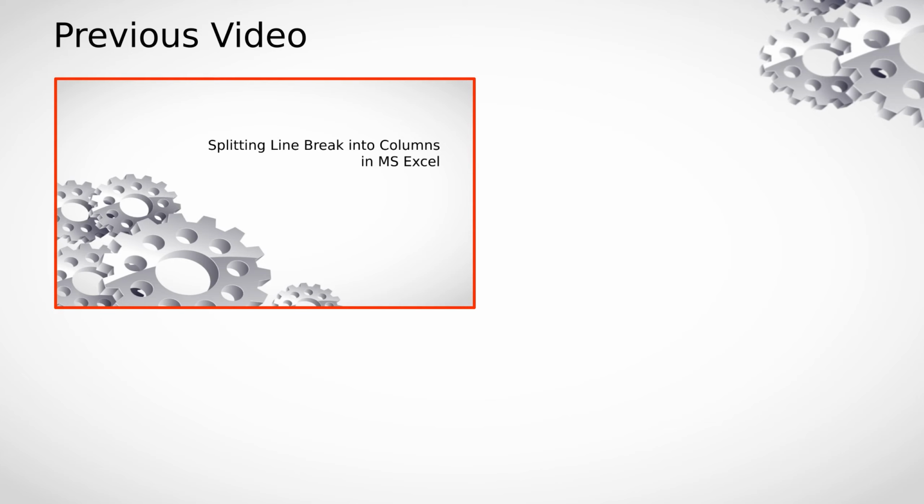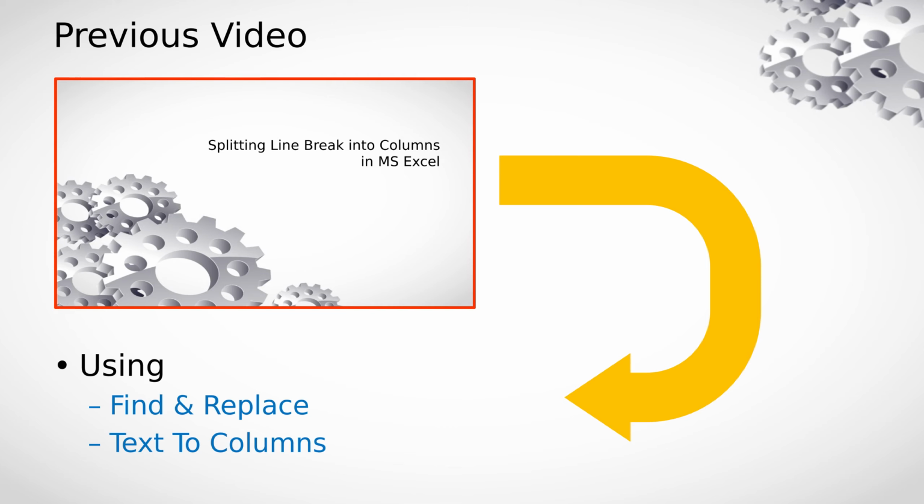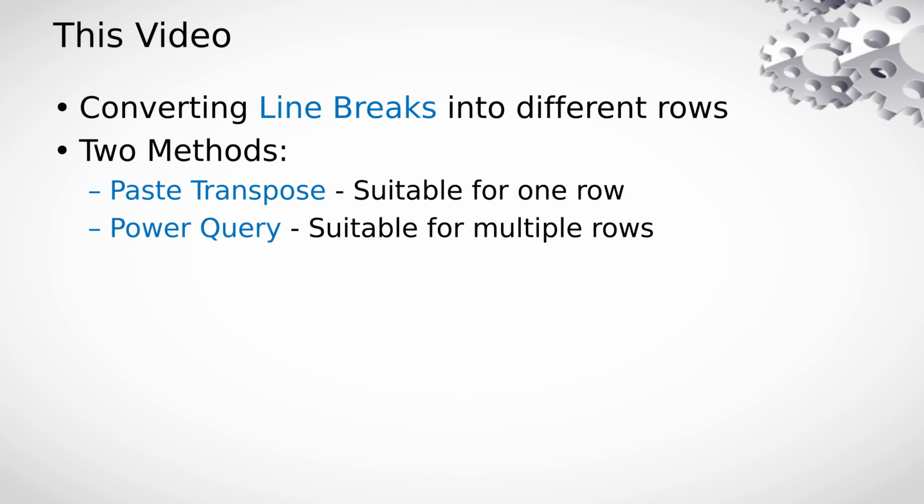In the previous video, we looked at how to split line breaks into multiple columns using find and replace and text to columns. Find and replace replaces the line breaks with a specific character, and text to columns splits the data based on that character into multiple columns. You can watch the previous video if you have not watched it, and I will put the link in the description below.